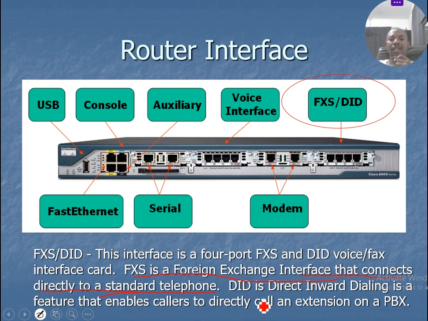Then we say the DID is direct inward dialing, and it's a feature that enables the caller to directly call an extension on a PBX. So the whole essence of this DID is that when you have a router, when you have an office space, the call comes in through the router and can then be forwarded. You can have an extension. Maybe the boss's office can have an extension, the manager's office you have an extension. So the job of the DID is to help extend and forward the call to the office it is designated to. Is that okay?